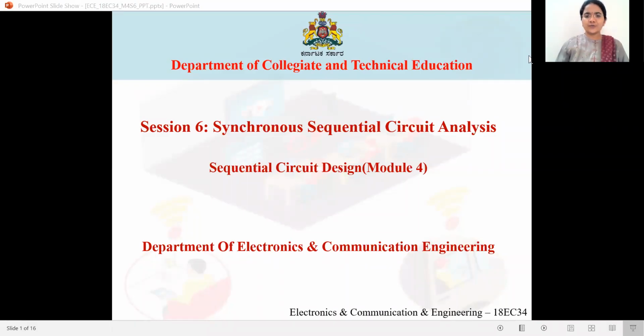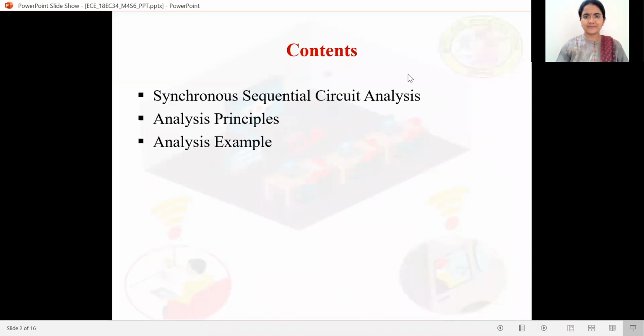Welcome to session 6 of module 4. In this session, we are studying synchronous sequential circuit analysis, analysis principles and an analysis example. We are taking one example of a synchronous sequential circuit and following the analysis principles in order to derive the state diagram or state table.